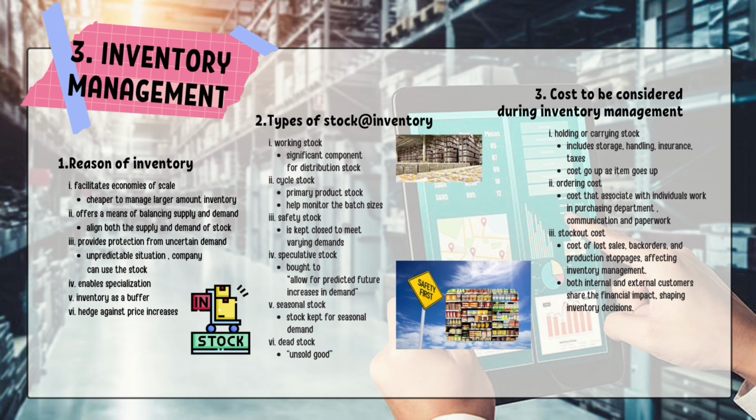There are a few types of stock or inventory. One of the stock or inventory included working stock. This stock is a significant component for distribution stock. Next is cycle stock. The stock means the primary product stock. This stock is usually to help monitor the batch sizes for future prediction. And then safety stock. Safety stock is a stock that is kept close to meet varying unpredictable demands.